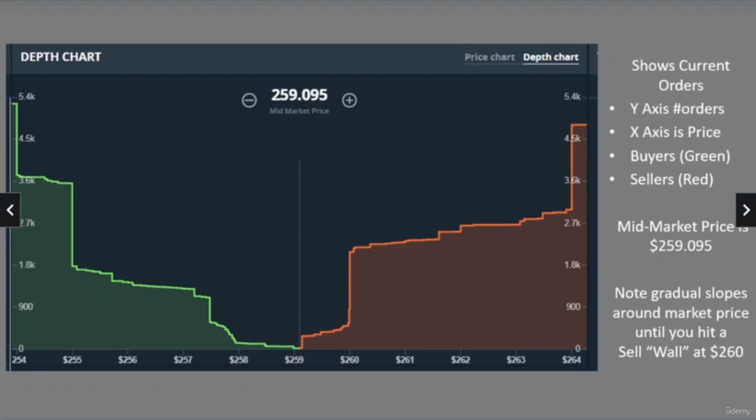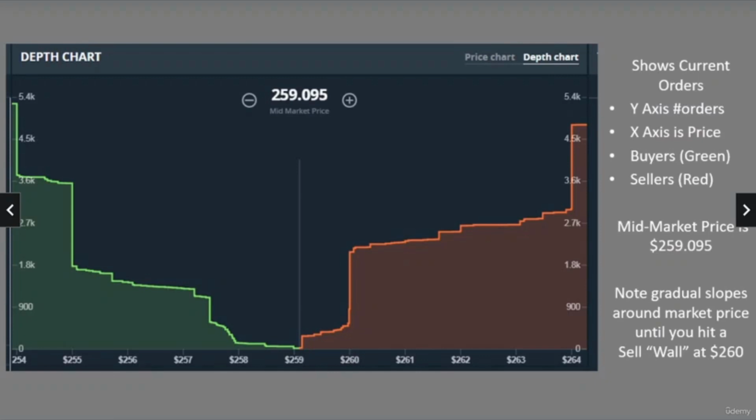And then the colors, the left and right, means something too. On the left is buyers, represented in green, and on the red is sellers. So you'd have buyers on the left, sellers on the right, and they're meeting in the middle. And that's what your mid-market price is, kind of where it's meeting in the middle and where trades are happening right now. Again, this is constantly changing throughout the trading day.